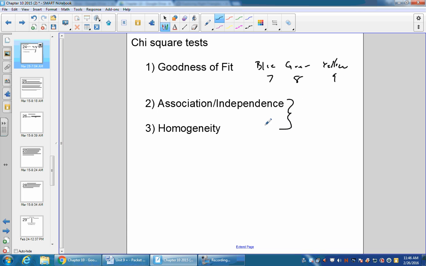These two tests are what happens when we have two variables. So if I have blue, green, and then I want to see if male or female has something going on, and then I can fill in my values here. So this would make a kind of a matrix situation when you're dealing with two categorical variables, where goodness of fit only has one. Now we'll explain these a little bit more in depth.